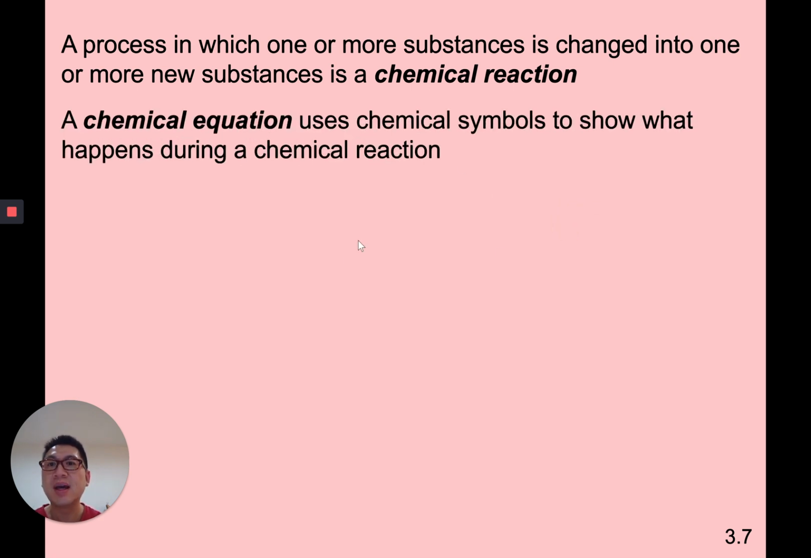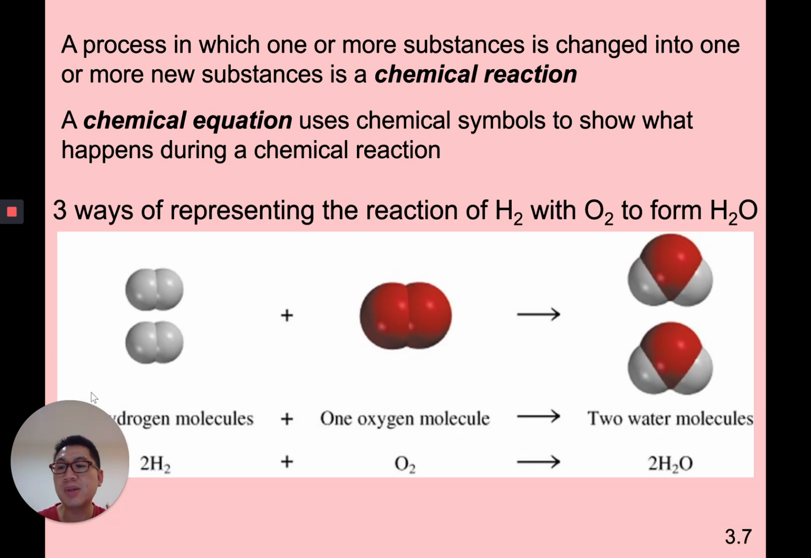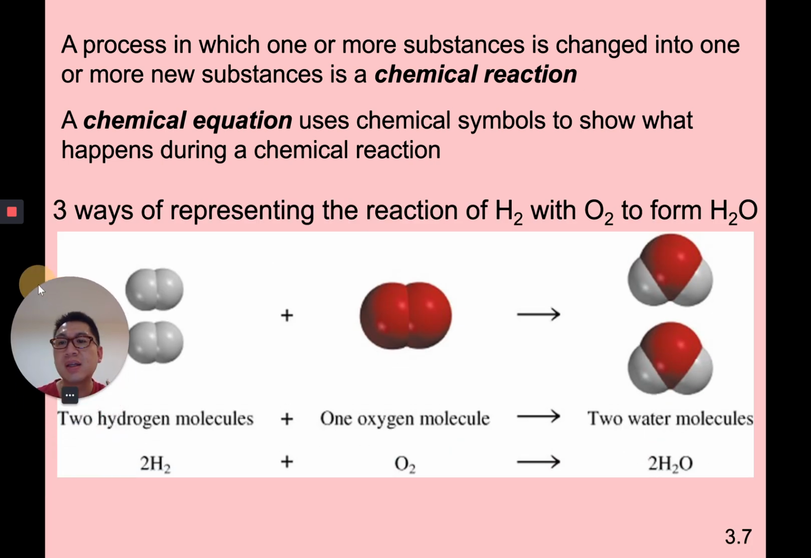A chemical equation uses chemical symbols to show what happens during a chemical reaction. So here are depictions of a chemical reaction of hydrogen and oxygen to form water. You can use pictures like this. We're not going to be doing it this way, but this is a hydrogen molecule, or two hydrogen molecules, in words here, and one oxygen molecule, written as words, makes two water molecules, written as words or as pictures.